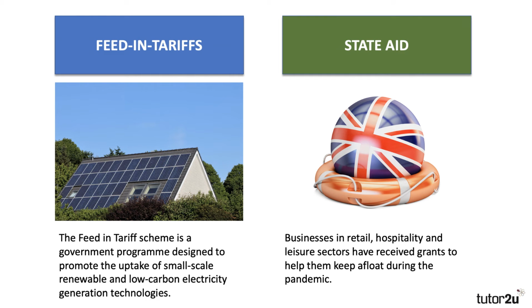State aid is where the government offers direct grants to cover losses and things. And of course, during the pandemic, a lot of businesses have suffered badly in retail, hospitality and leisure sectors. They've had to close down during lockdown, and the government's offered billions of pounds of aid in that sense, although there's a big question about whether that's going to be enough.